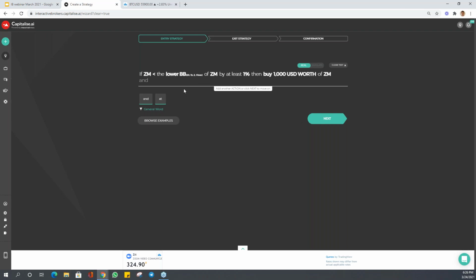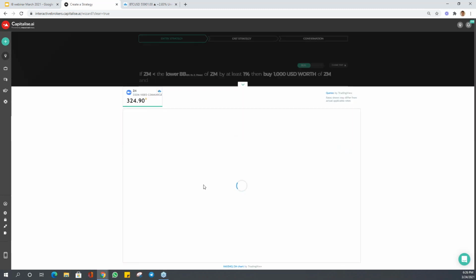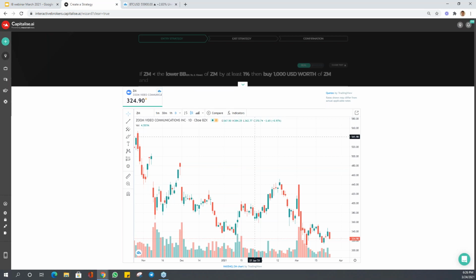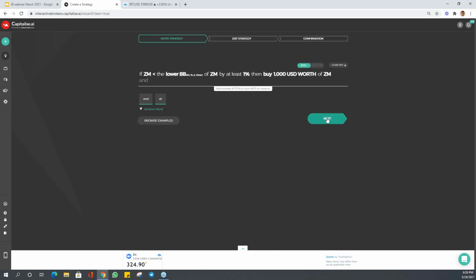So if the price of Zoom is below the lower Bollinger Band, we're using a 1 hour of Zoom by at least 1%, then buy 1,000 USD worth of Zoom. You'll notice on Capitalise, the moment you select an asset, you will have a link to TradingView here. Just for some reference, you can add indicators, change time frames, and so on. And then we'll click next.